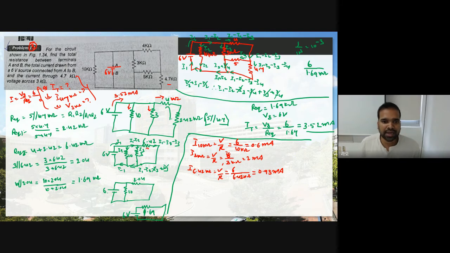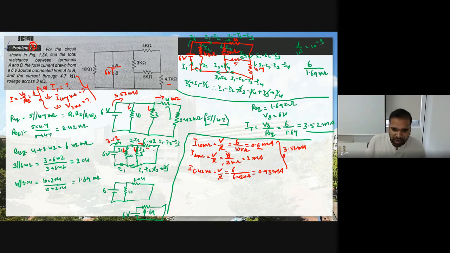Now what is the total current flowing? The total current is 3.52. Out of this 3.52, 0.6 is going here, 2 milliampere is going here, and 0.93 is coming here. If you add these three, 0.6 plus 2 plus 0.93, that equals 3.52 milliampere. Clear? We are not interested in finding the current at 10 kilo ohm, 3 kilo ohm or 6.42. We are interested in finding the current at 4.7 kilo ohm.